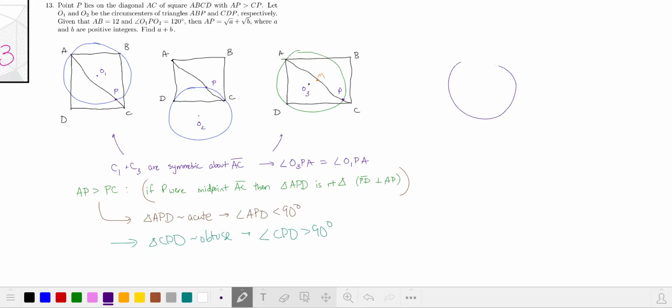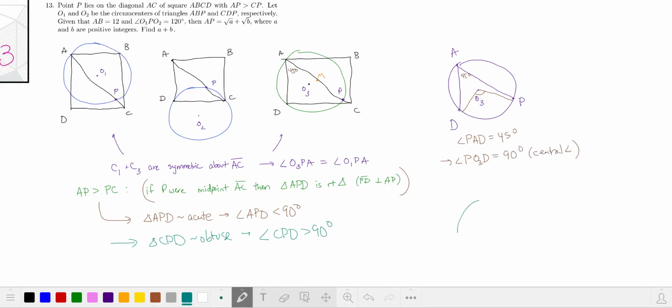Let's take a closer look at circle number 3. We have A and D over here, and it passes through this point P. O3 is the center of our circle, so this is a central angle. This is 45 degrees up here. So our central angle PO3D is 90 degrees.